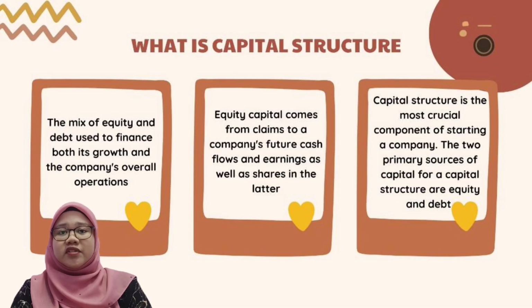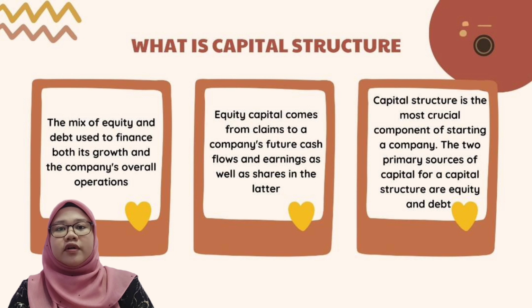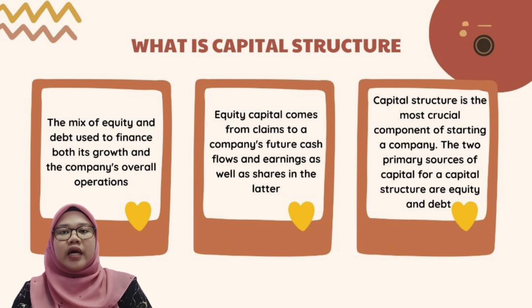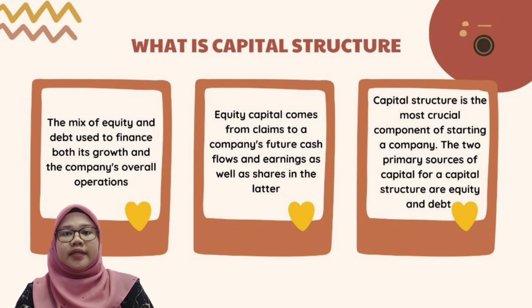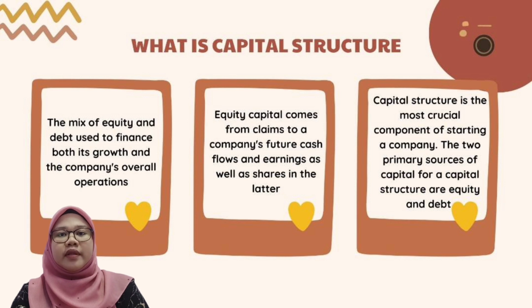So, what is capital structure? A company's capital structure can be defined as the mix of equity and debt used to finance both its growth and the company's overall operation. Equity capital comes from claims to a company's future cash flow and earnings as well as shares in the latter. Since it acts as the foundation of the company, the capital structure is the most crucial component of starting a company. The two primary sources of capital for a capital structure are equity and debt.